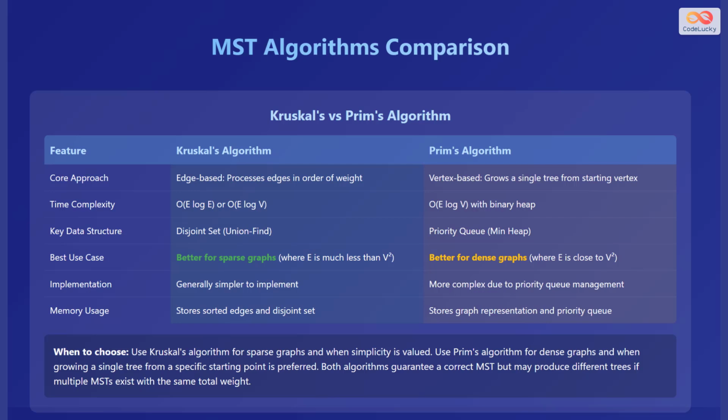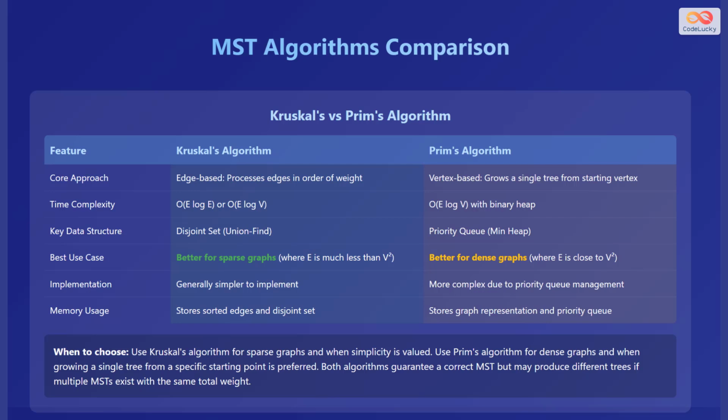Kruskal's algorithm is better suited for sparse graphs, where the number of edges E is much less than V squared. Prim's algorithm is better for dense graphs, where E is close to V squared. Kruskal's algorithm is generally simpler to implement than Prim's, which involves managing a priority queue. Kruskal's algorithm stores sorted edges and a disjoint set, while Prim stores the graph representation and a priority queue.